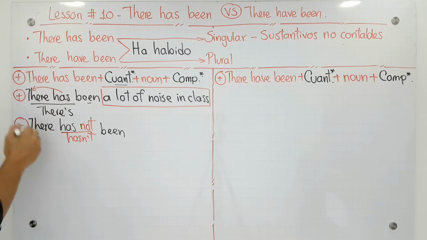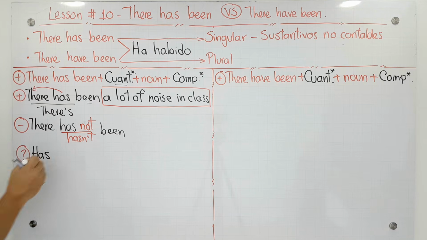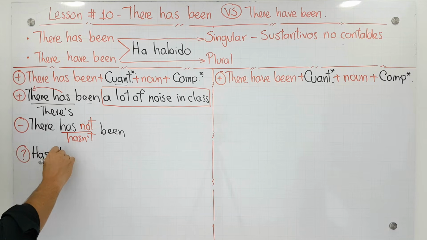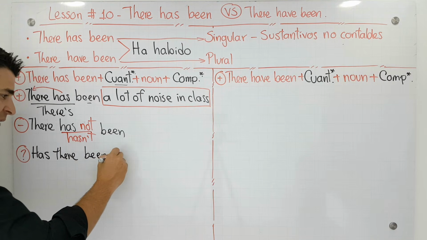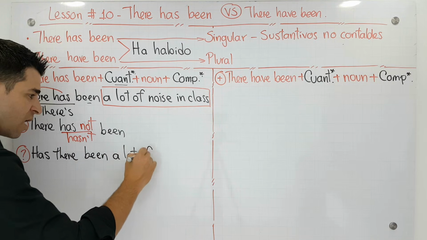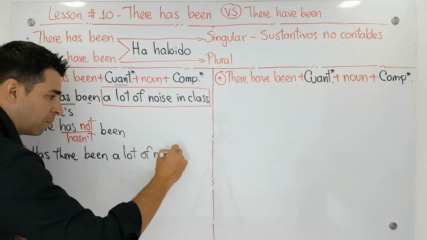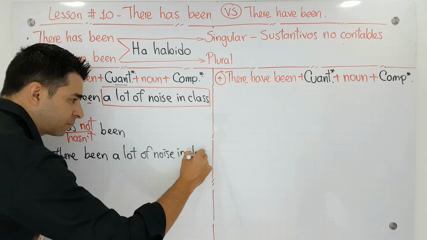We're going to move this auxiliary to the beginning like this. Vamos a cambiarlo al principio como está en esta parte. Has there been a lot of noise in class? A lot of noise, vamos a colocarla completa, in class.